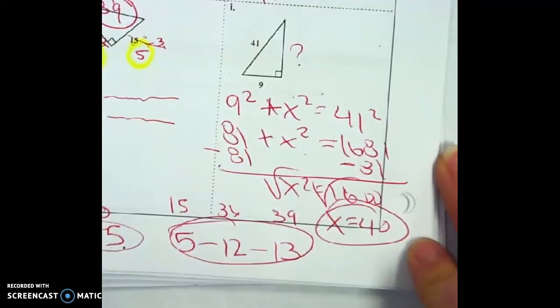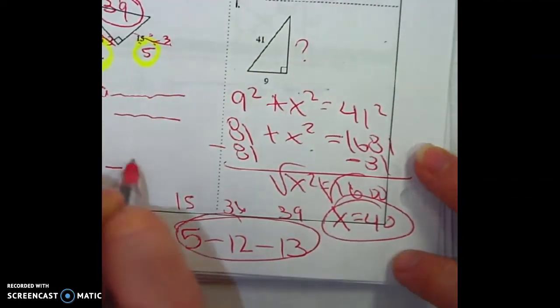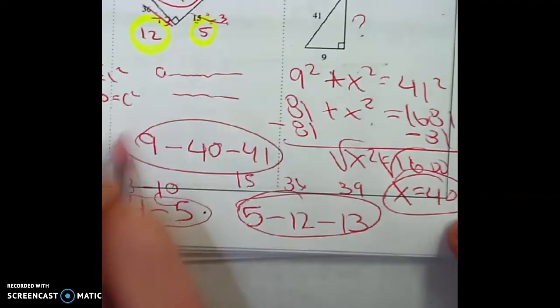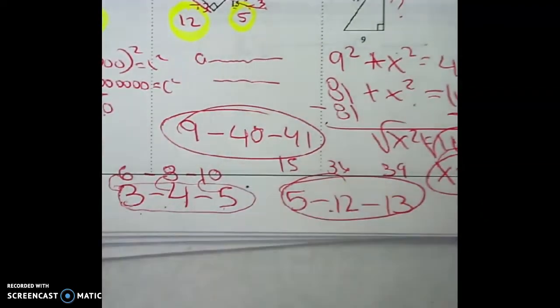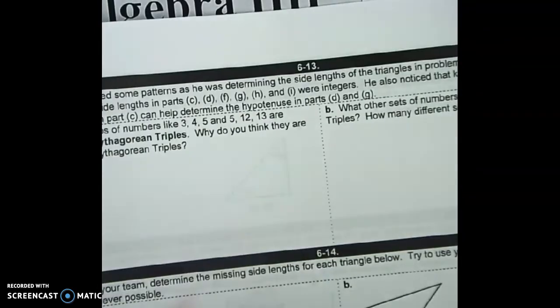So that means now we have another special one, a 9, 40, 41. So I would say memorize this one the most, then this one, then this one. These are all special triangles. Okay, let's turn the page. This is just telling me what I said.